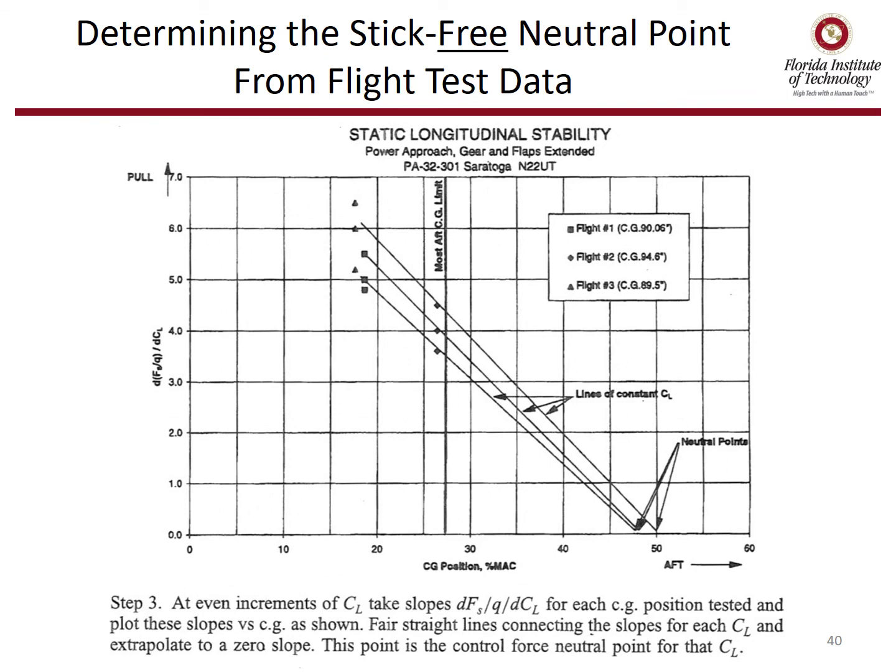From the previous curve, you'll be able to take the slopes, or d stick force over Q dCL, and you'll know the CG locations that those were done at. When you have that data, you can make this plot. With this plot, you can then extrapolate that data to where it intersects the x-axis. That intersection is where d stick force over Q dCL equals 0, the stick-free neutral point. Sometimes from the flight data you'll get multiple neutral points, and that's okay. You can use the worst case one.